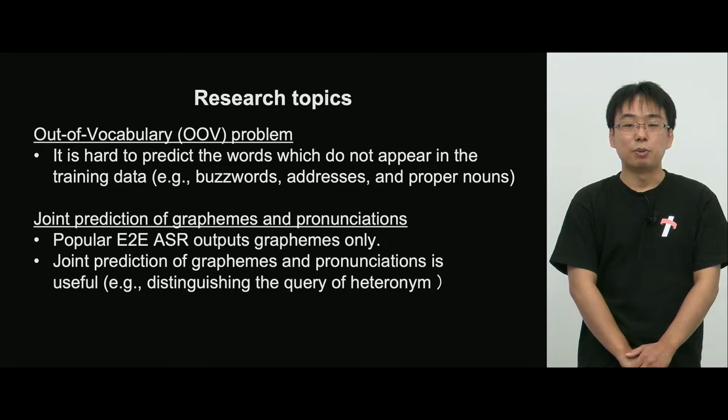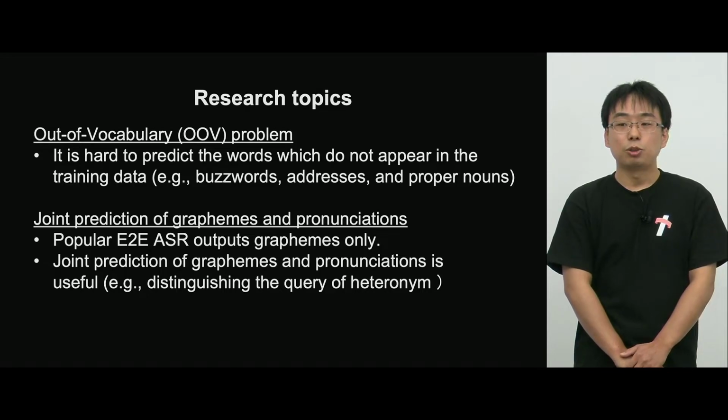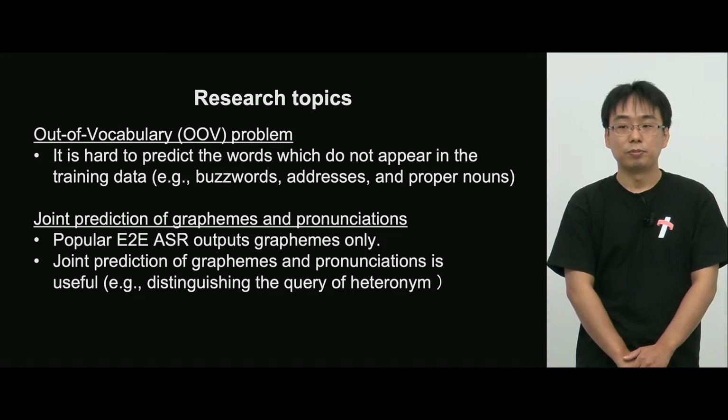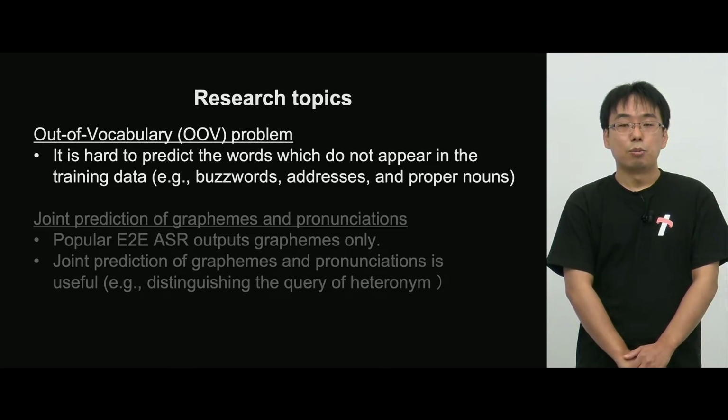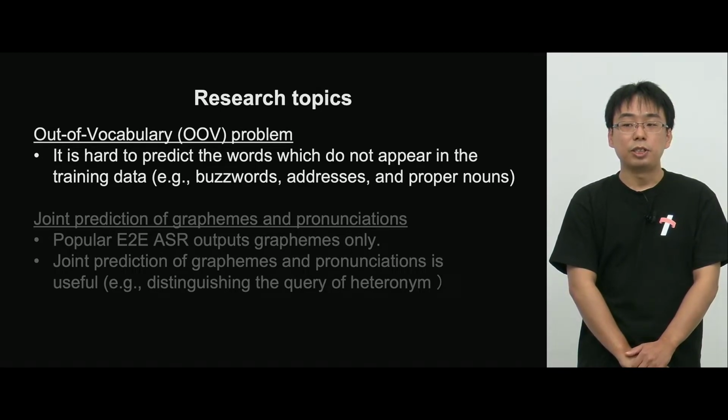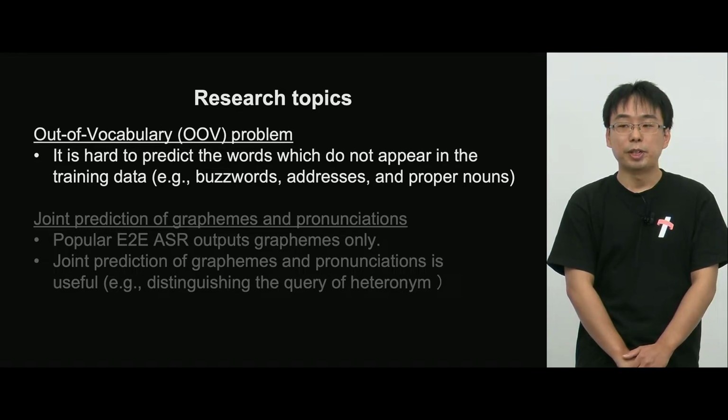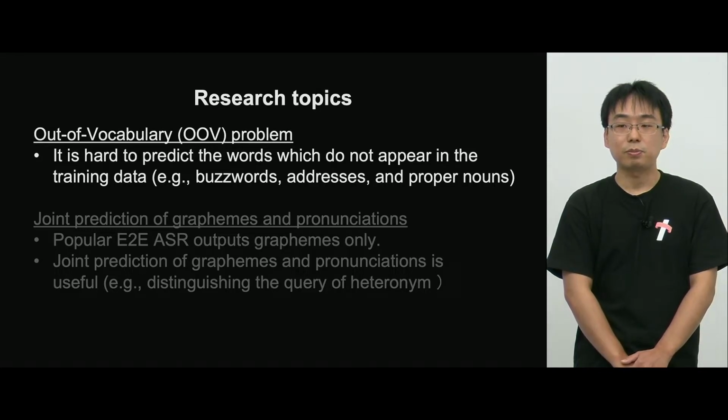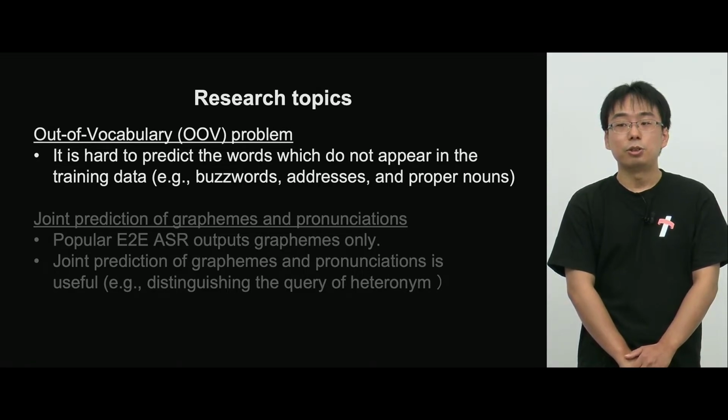So in terms of performance, we confirmed that the performance is close to the DNN HMM hybrid, but we still have quality issues. So we would like to share some issues that we are addressing. First, the end-to-end ASR has difficulty outputting vocabulary not in the learning data, out of vocabulary. To be used by many apps, it is necessary to output buzzwords, addresses and proper nouns.